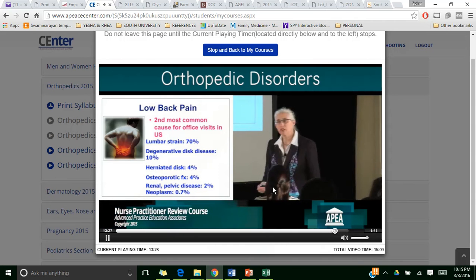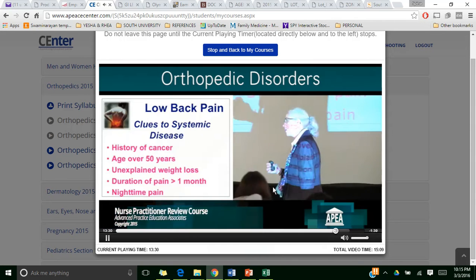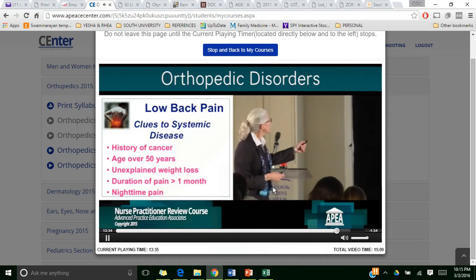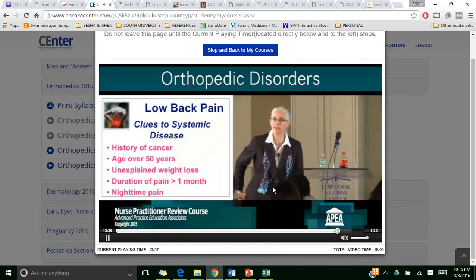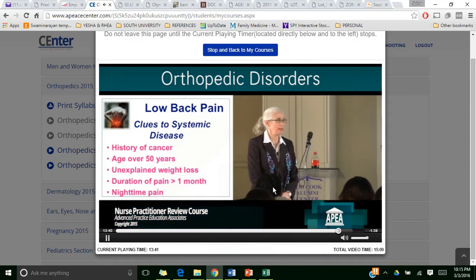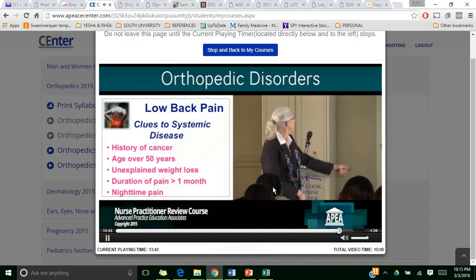The 2 discs that are most commonly involved in sciatica are the disc between L5 and S1 and the disc between L4 and L5. That pushes on those nerves and precipitates episodes of sciatica.